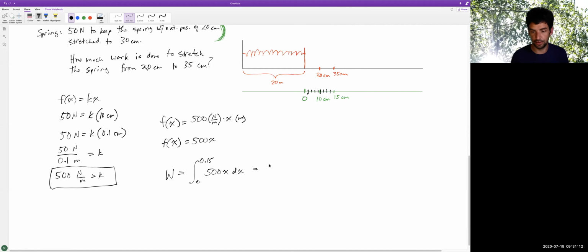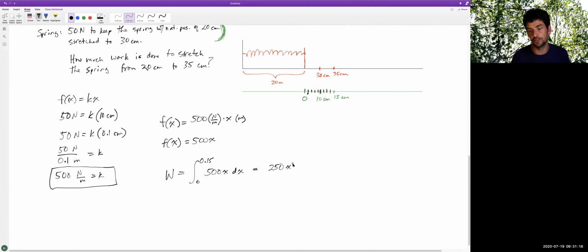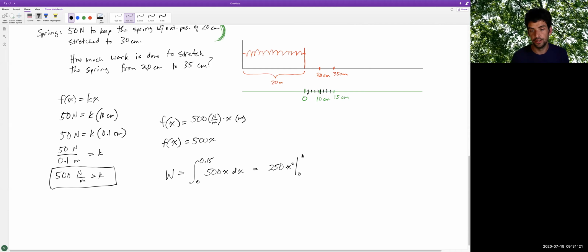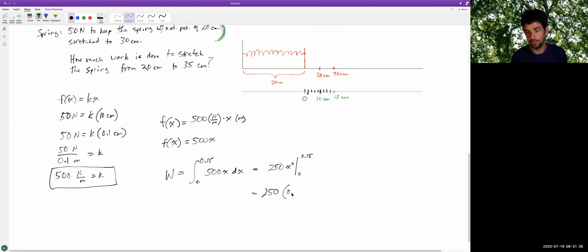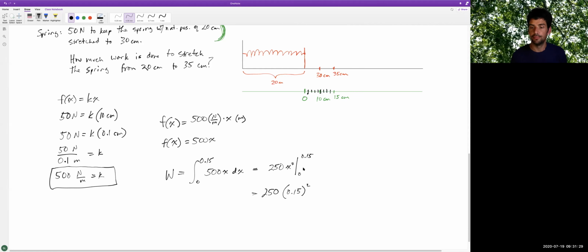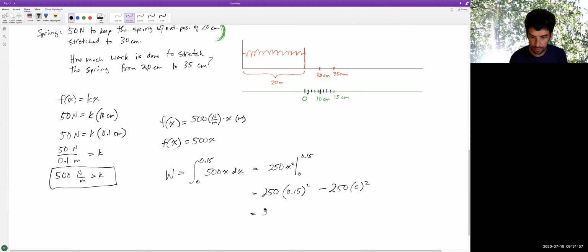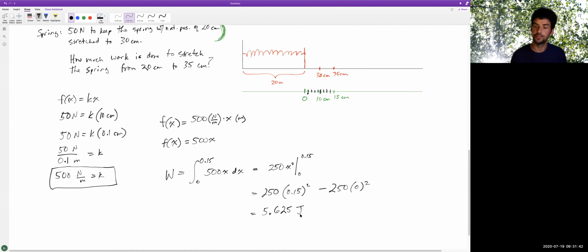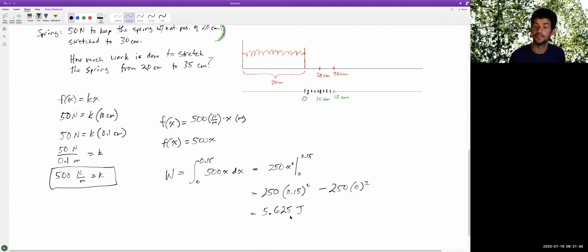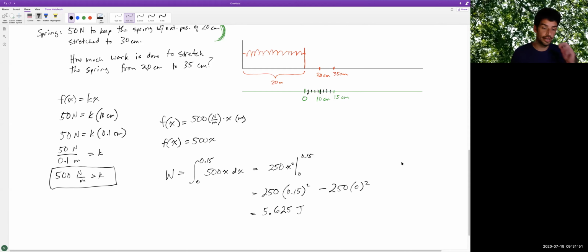And then this integral is pretty straightforward to take. The antiderivative of 500x is 250x squared. We're evaluating it from 0 to 0.15. So we get 250 times 0.15 squared minus 250 times 0 squared. And this works out to be 5.625 joules. Okay, and that's it. That is our idea of work, right?